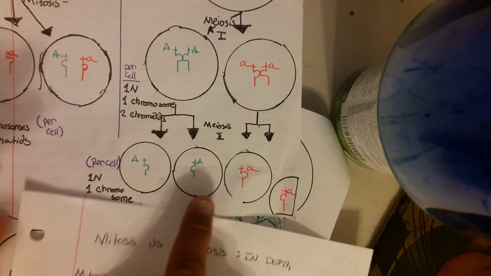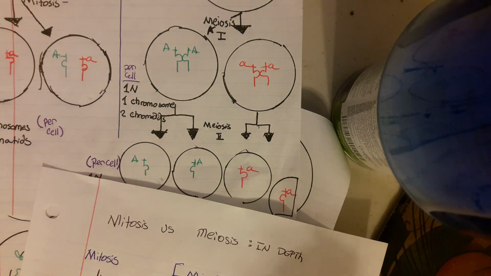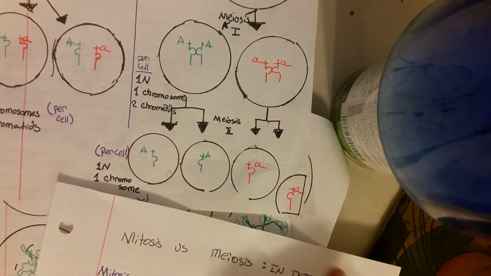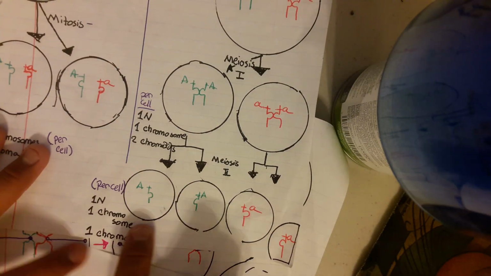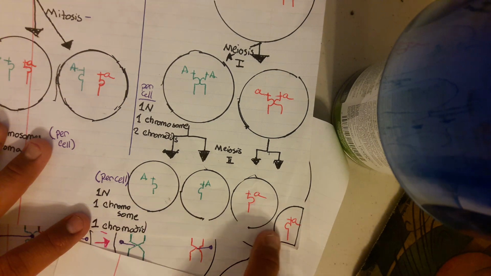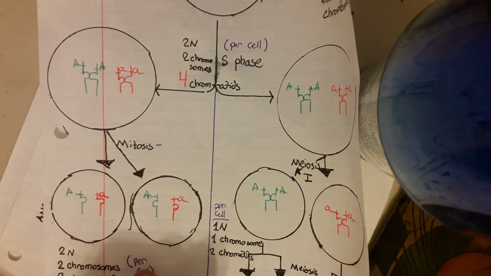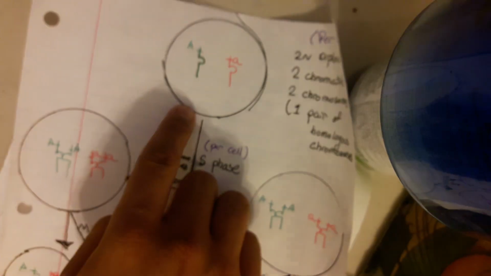So big A, and remember that due to the laws of independent assortment, when you add more chromosomes to this, you get many more combinations. So the point is that we've generated genetically diverse daughter cells from this one, as opposed to in mitosis, where we had the same identical cell.